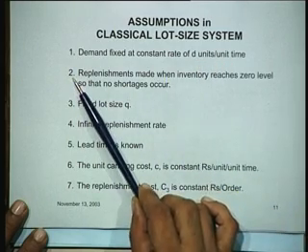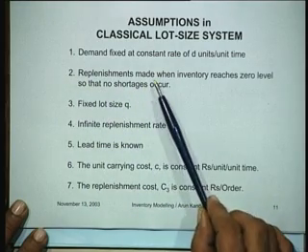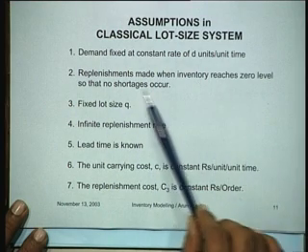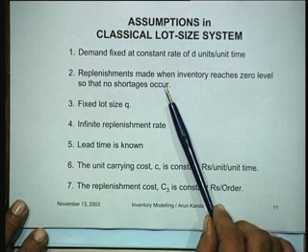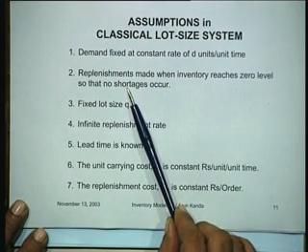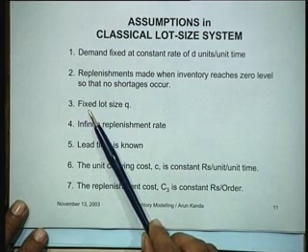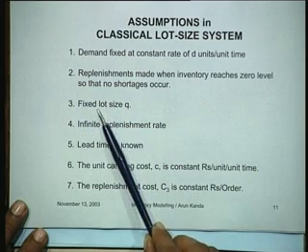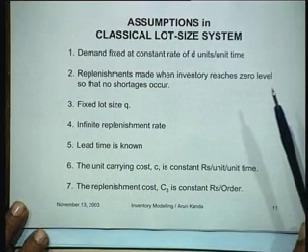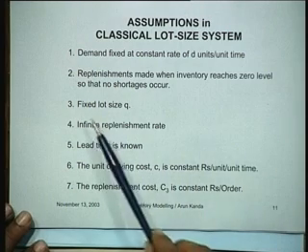The second thing we are saying in the classical lot size formula is that replenishments are made when inventory reaches zero level so that no shortages occur. So we are not permitting any shortages to take place. We are also assuming that the lot size Q is fixed. That means the quantity in which you place the order every time is Q, which could be a truckload or whatever, it is a fixed quantity.